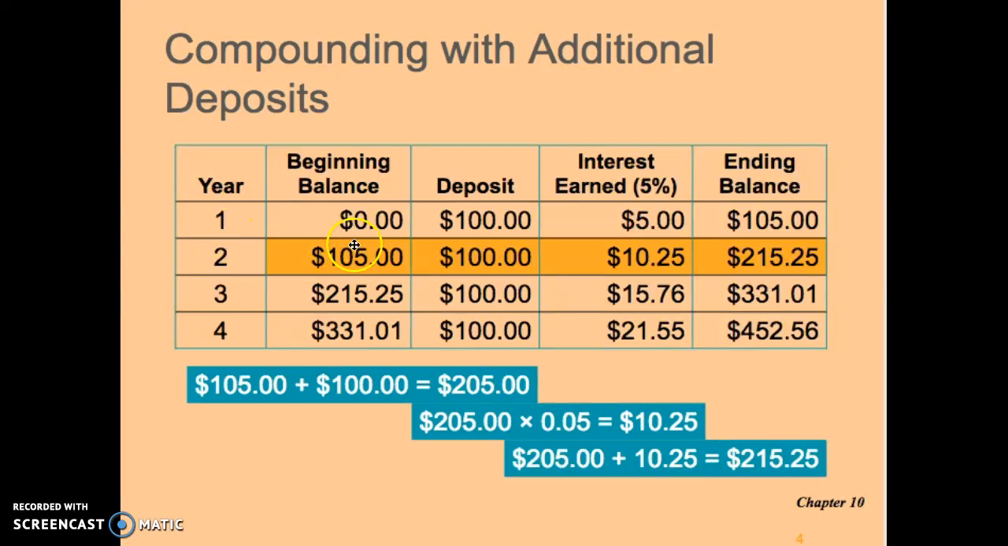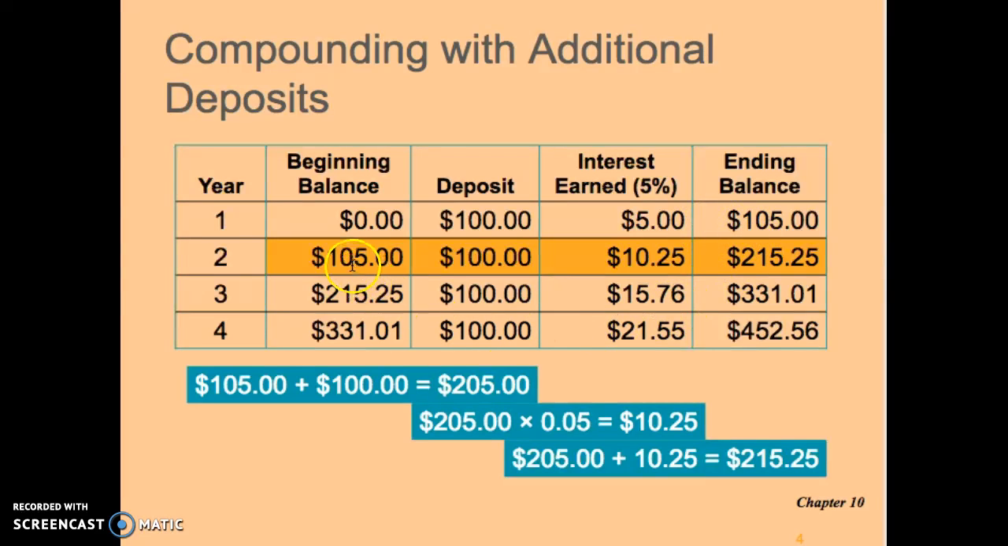But the reality of it is, every time you make a deposit, you are increasing your principal and you are increasing the amount of interest you're earning. So for year one, you can start with 100. You earn 5% interest, so that's $5 on 100. So your ending balance is 105.